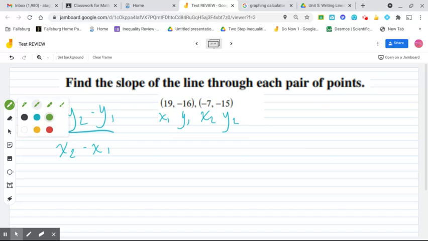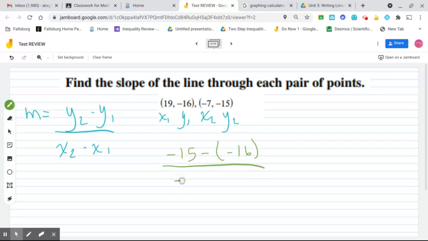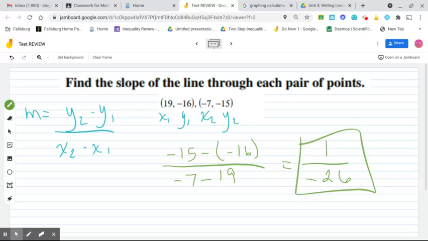So we have y2, which is -15, minus y1, which is -16, over x2, which is -7, minus x1, which is 19. So we have -15 minus -16 really changes it to plus, but just plug it right into your calculator and you'll see it's a 1. And then we have -7 minus 19, which gives me -26. So the slope is 1 over -26, or you can also write -1 over 26. Those would both be considered right.